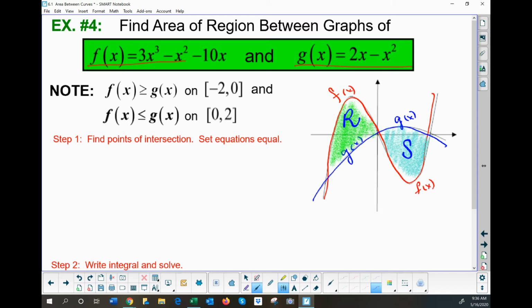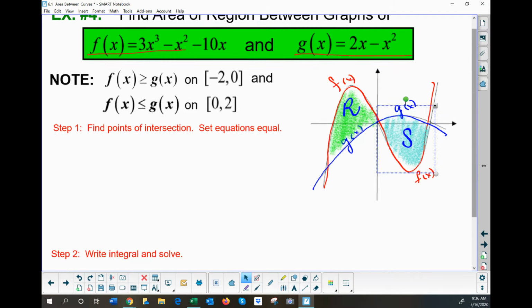And when I look at region R, I notice that the f of x curve, the red curve, is over top the blue curve. But when I switch over to S, I have the reverse scenario. I have g over f. So I'm going to need to use two integrals to capture the area and add them together. So what it asks us to do is to define these points of intersection. And we know we can accomplish that by going into each of these functions and setting them equal to one another.